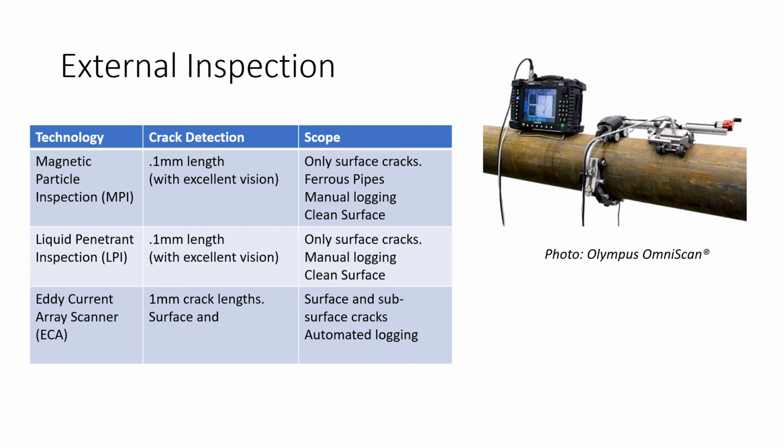Olympus has developed an external pipe tester that uses eddy current array scanners known as ECA. These handheld devices don't require a clean surface and can detect subsurface cracks. It can detect cracks as small as 1 millimeter in length. It contains logging technology and displays the mapped flaw on a screen on a standard XY plot.